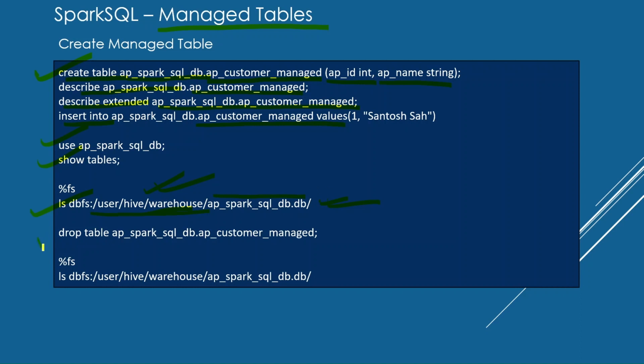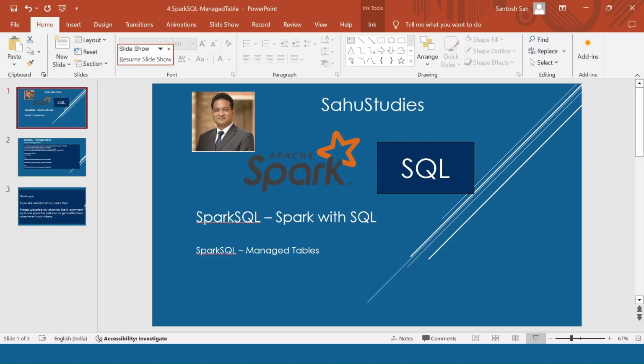We will also drop the table. This is the table name which we have just created. We will drop the table. After dropping the table, if we look at what is present in this location, we will see no data, because this table is a managed table and we have dropped it with a drop command. Then its associated data will also be deleted. So let's do this exercise in Databricks.